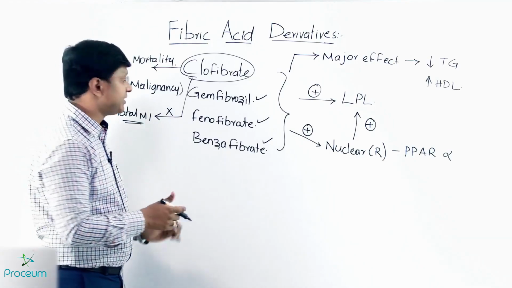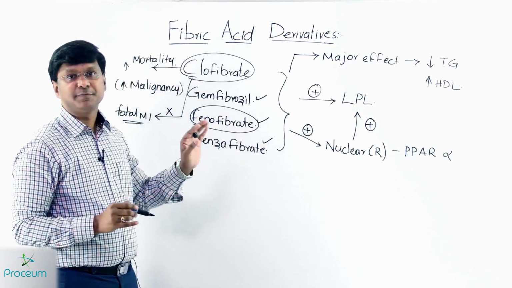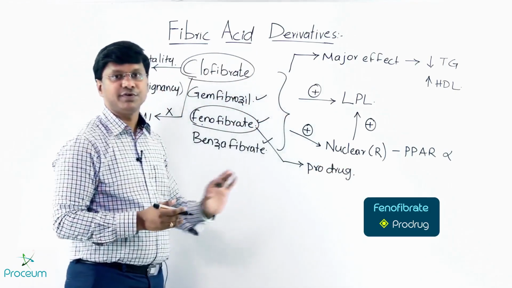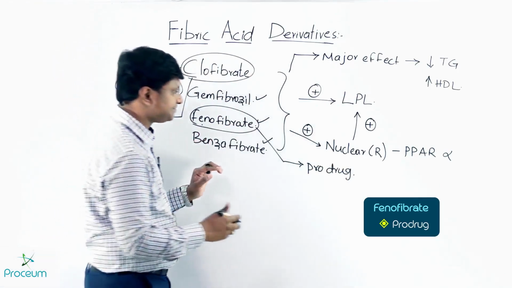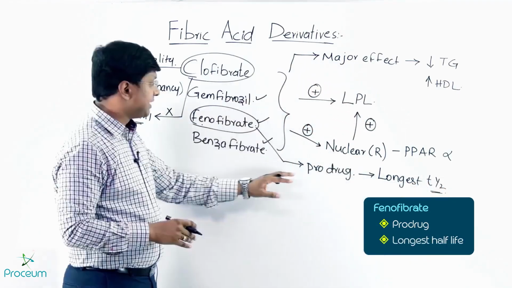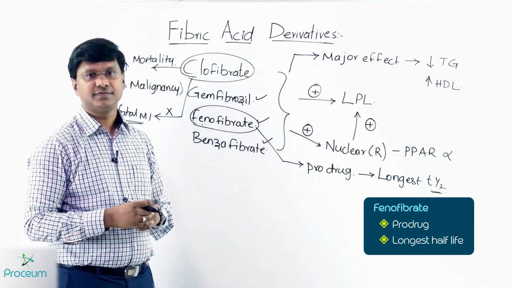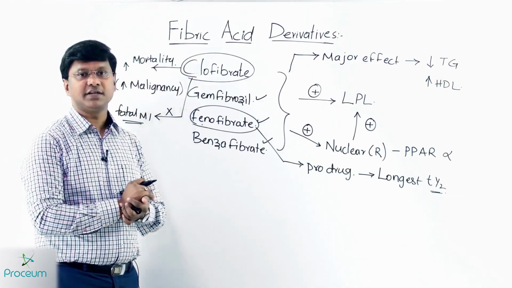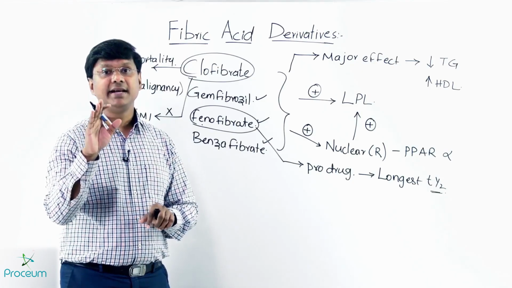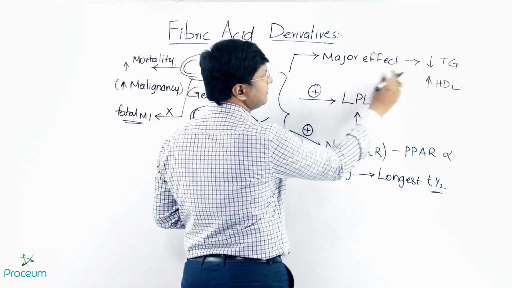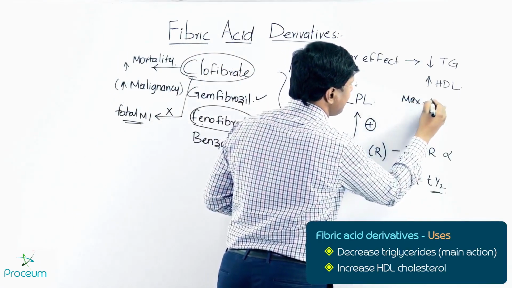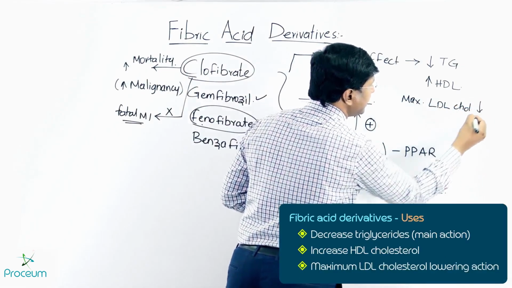Now one point you should remember is about Fenofibrate. Remember, Fenofibrate is a prodrug. Because it is a prodrug, it has the longest half-life. Next, if you take the other actions of these fibric acid derivatives, remember these drugs have a maximum LDL cholesterol lowering action. Apart from decreasing the triglycerides and increasing the HDL, these drugs also have maximum LDL cholesterol lowering action.